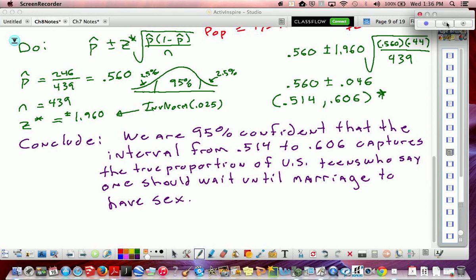Alex: So what are we supposed to do with the 0.56 times 0.44? Are we supposed to just do it all at the same time? Yeah, it's 0.56 times 0.44 divided by 439. I hit enter on my calculator, then I did square root of answer. So I got that part. And then I multiplied it by 1.96. That's where that 0.046 is coming from. Okay? Alright, so let's go to the next page.